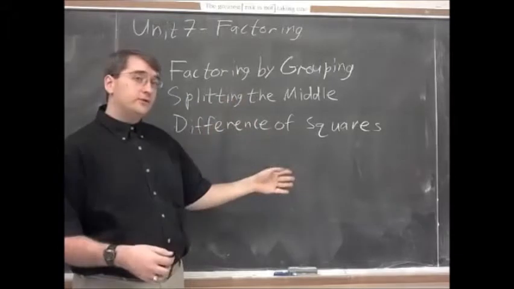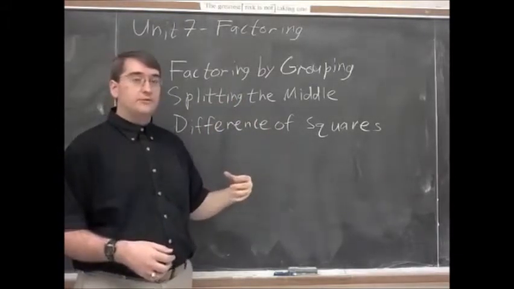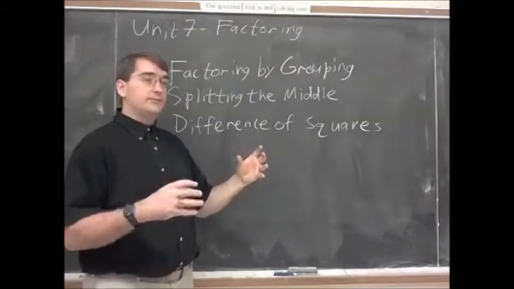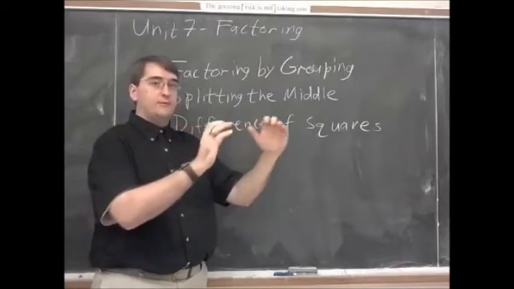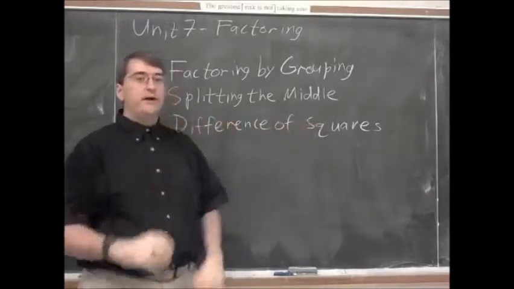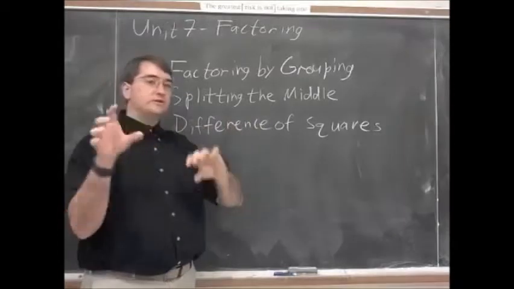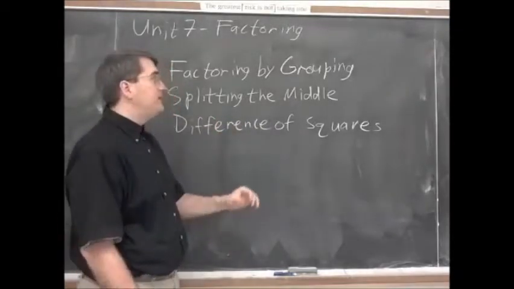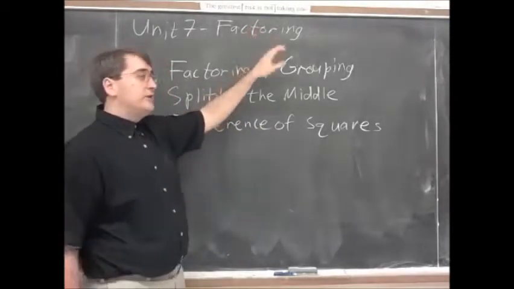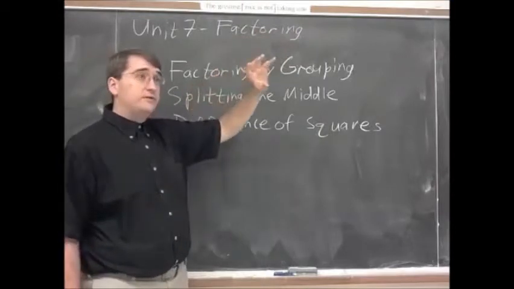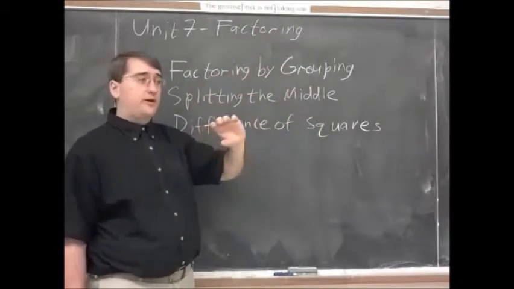In the previous unit, you talked about multiplying polynomials together. Multiplying, for example, 2x plus 3 times 4x minus 7. Those two sets of binomials, you did the double distribution and all of that. Today, or in this unit, we're going to be talking about factoring, which is the opposite process.